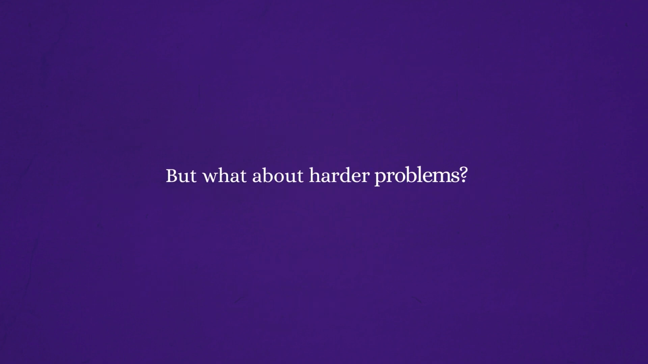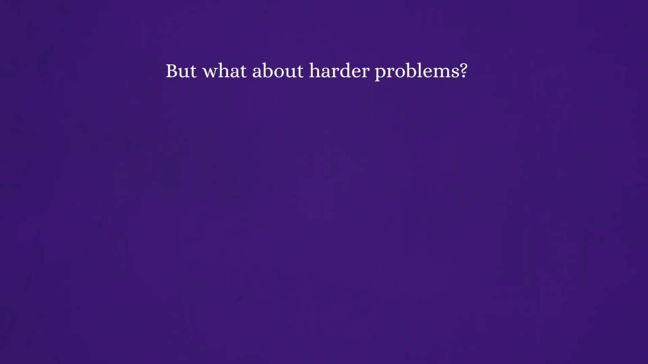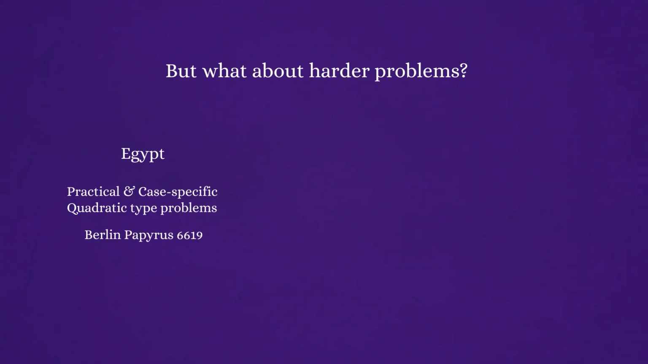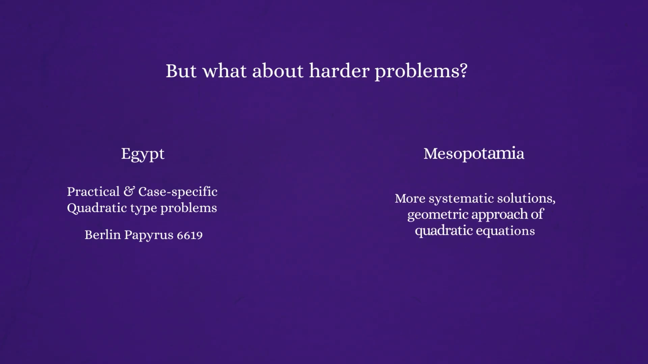But what about harder problems? Those involving squares? The Egyptians did solve quadratic type problems, but only in practical case-specific forms, as in the Berlin Papyrus 6619. For a more systematic treatment of quadratic equations, we must travel to Mesopotamia, to the Babylonian civilization, which we will discuss in the next section.